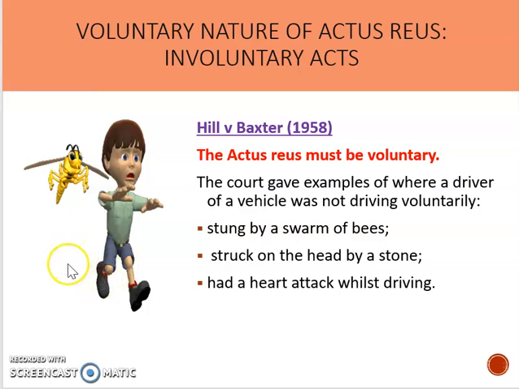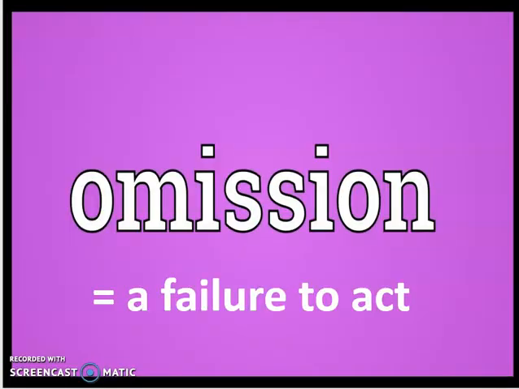So that's the situation with involuntary actions. So in general, you will not be guilty of a crime through an involuntary act. The actus reus must be voluntary. Let's consider the second situation then. What about if the person hasn't done a positive act, but rather they've done an omission? And an omission simply means a failure to act. So what we're looking at here is, can you be guilty of a crime through failing to act?